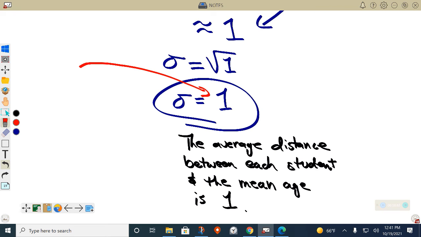That's what that number means. The average distance between each student and the mean age is 1 year. Go ahead and try the Jamboard on your own.